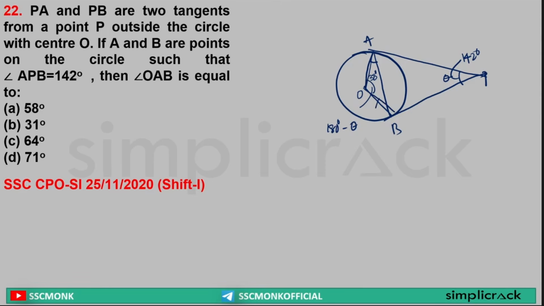Now understand this. These two are what? Radius. That means these two sides are equal, so this angle is equal to this angle. See, if this is 38 degree, the rest two angles are 142 degree divided by 2, that is equal to 71 degree. Answer option D. So remember such things.